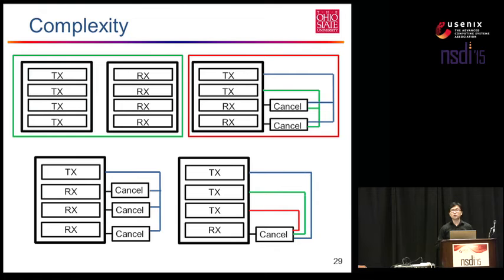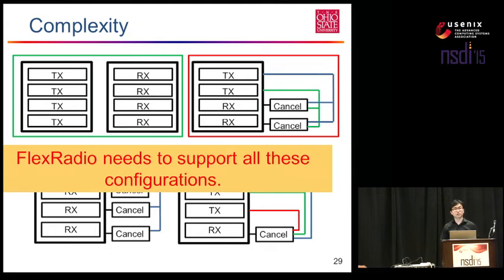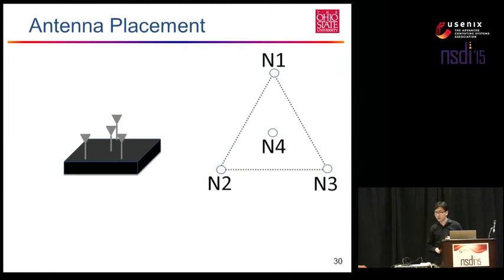And here, let me show you one of them, the antenna placement. We place the antennas in a symmetric manner. The system we implemented is 4 nodes of the FlexRadio, and all the antennas are placed here. 3 of them will be put at the vertices of a triangle, and the fourth antenna will be placed in the middle of that triangle. Through this, we can greatly reduce the cancellation requirement.